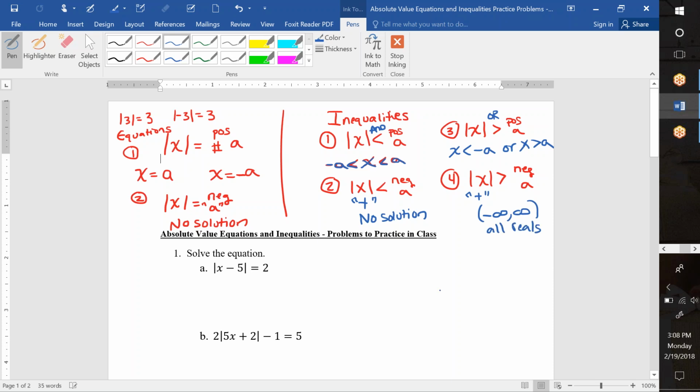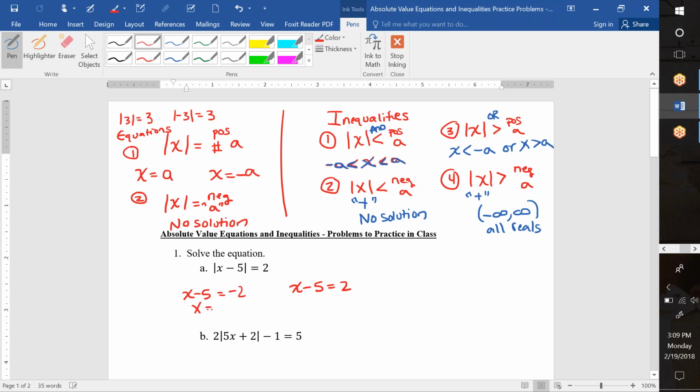So now we're going to go through and solve some of these problems that I've picked out and make sure that we can get the correct answers for each of them. So this first type is an equation and it is isolated. So we set up that the argument is either going to be equal to the inside could have been a -2 for the absolute value to be 2, or the inside could have been a +2.